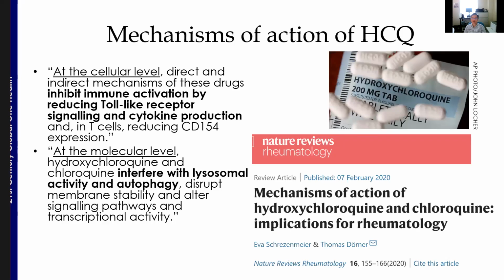And also, for this drug hydroxychloroquine, people know a lot about its mechanism because it has been used not only as an anti-malaria drug for 60 years safely, but also as a drug in rheumatology. So the mechanism at the cellular level we know is that it inhibits immune activity by reducing toll-like receptor signaling and the cytokine production. At the molecular level, it interferes with lysosome activity and autophagy.